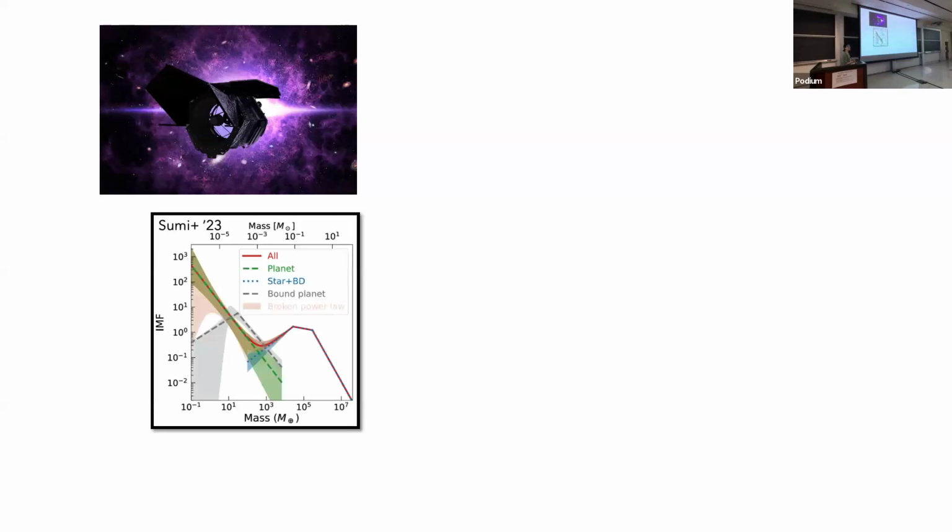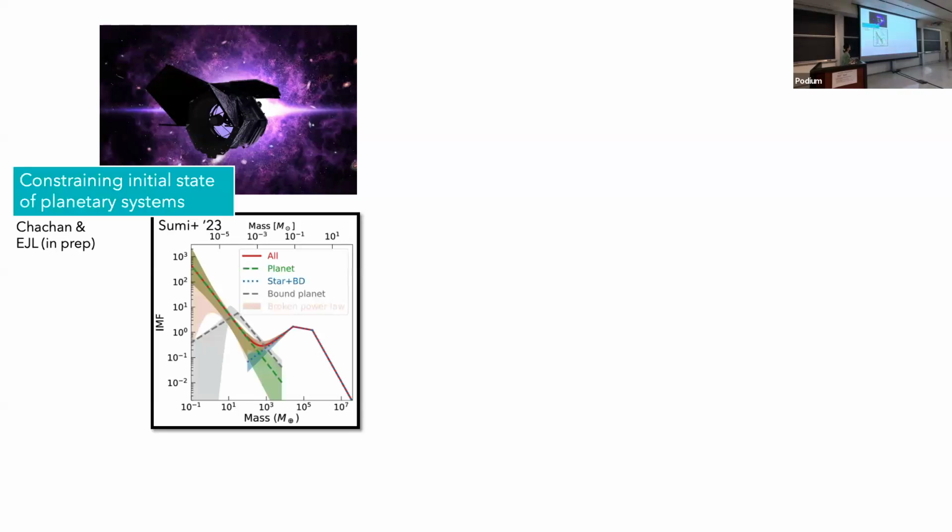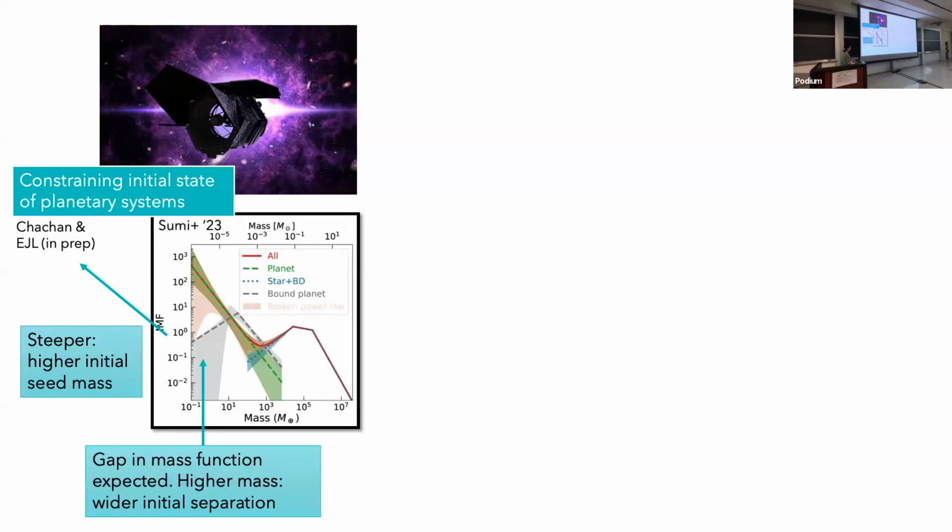Okay, so I'd like to summarize now. Roman would give us, from exoplanet science, the wide orbit planets down to very low mass objects, as well as the mass functions. The details of this mass function could be used as a way to constrain the initial state, like the architectural state of planetary systems. The steepness towards the bottom can tell us the initial seed mass. If you can see a gap in the mass function, that might even tell us the initial separations, like how planets were initially organized in their birth state.